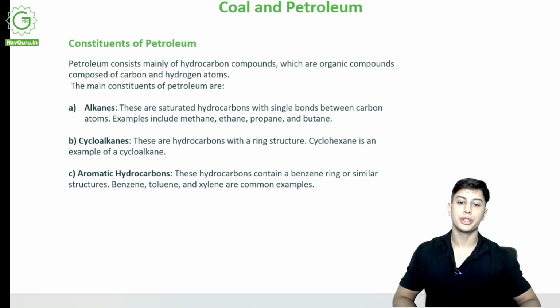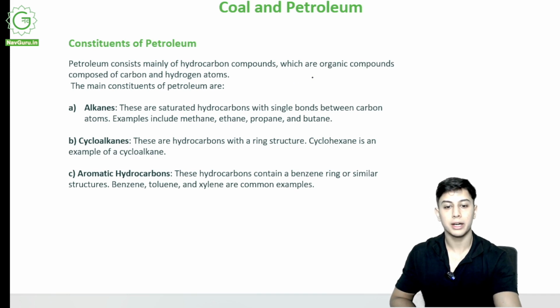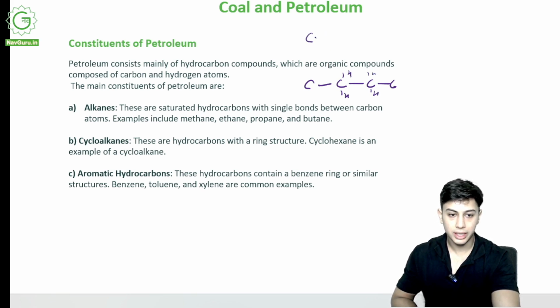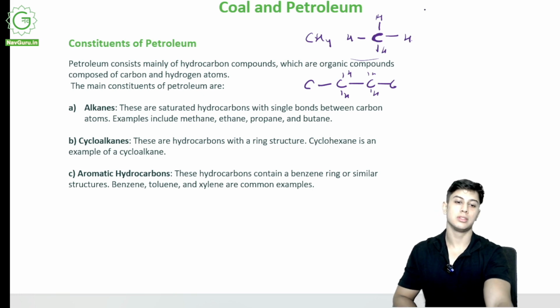Now what constitutes petroleum? Petroleum constitutes hydrocarbon compounds, which are organic compounds made of carbon and hydrogen atoms. So like I have said, carbon can form long chains, and it can form long chains with hydrogen. Consider something like CH4, that was natural gas. So this is one carbon attached to 4 hydrogen atoms.